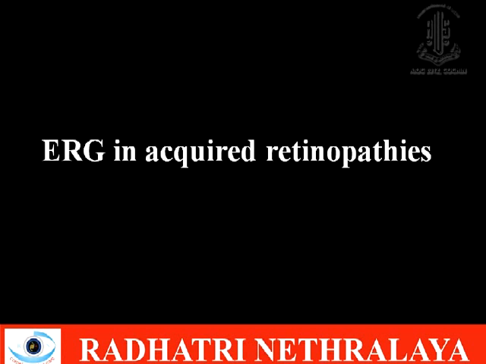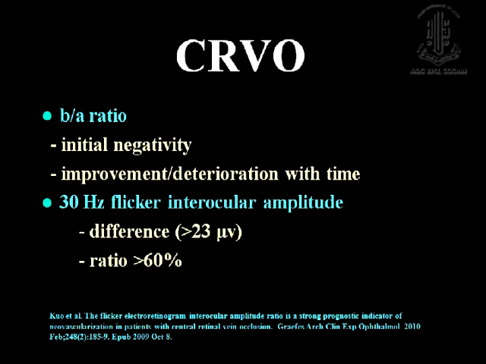And then coming to ERG in acquired retinopathies, in CRVO, as the chairperson would tell you, he's a very grand advocate of central retinal vein occlusion and ERG in that. The B by A ratio is usually positive, but an initial negativity of the B by A ratio suggests that it's an ischemic CRVO that we are looking at, and the progressive improvement or deterioration with time reflects the way CRVO is going, whether it's becoming more ischemic or more non-ischemic.